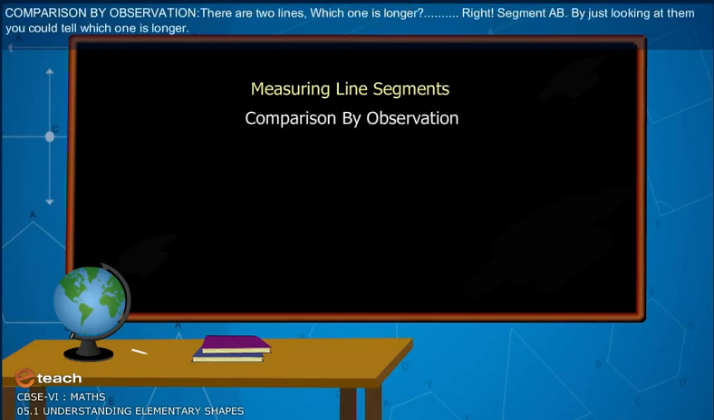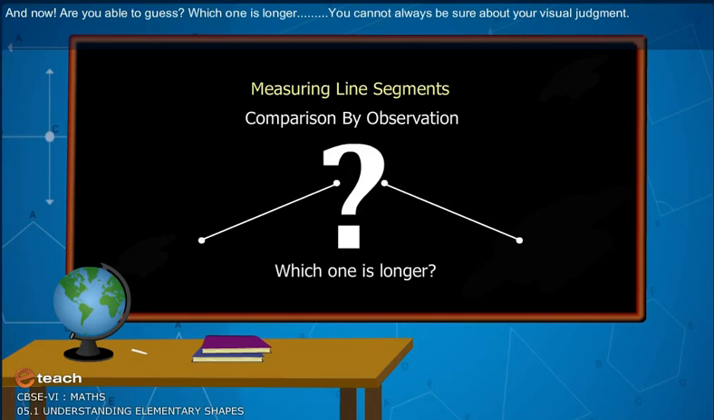Comparison by observation. There are two lines. Which one is longer? Right, segment AB. By just looking at them, you could tell which one is longer. And now, are you able to guess which one is longer? You cannot always be sure about your visual judgment.